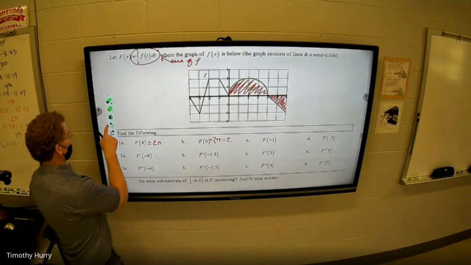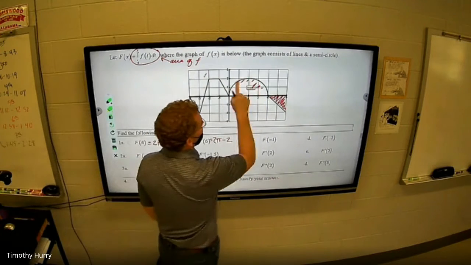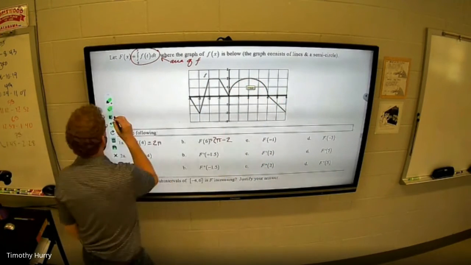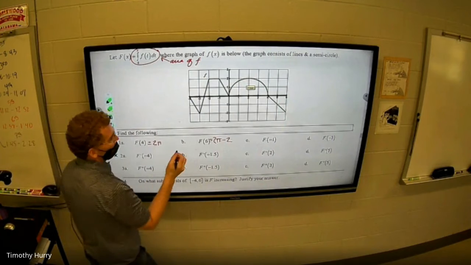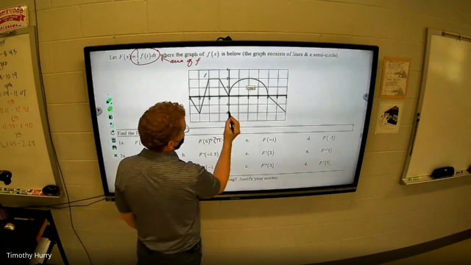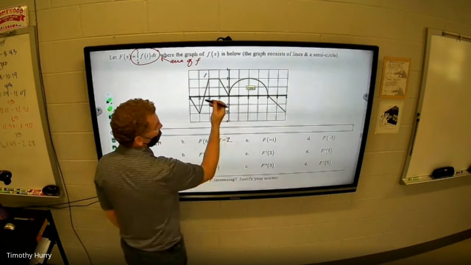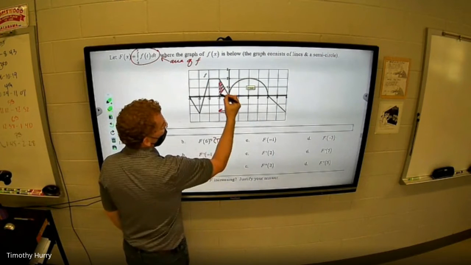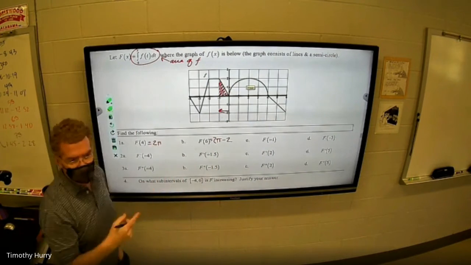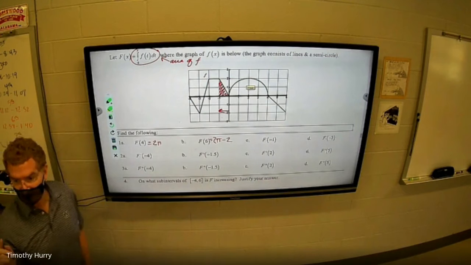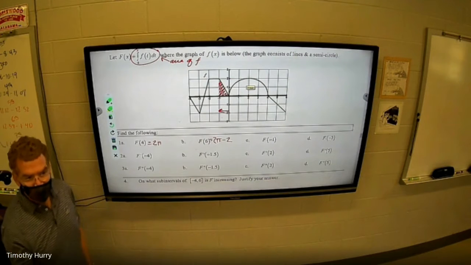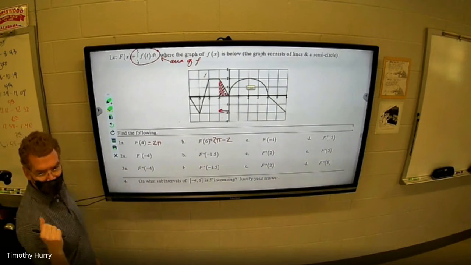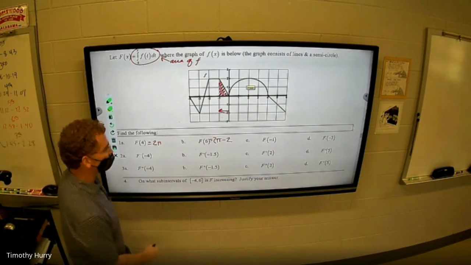Now, for the C, I'm doing f of -1. I'm sorry, big F of -1. Big F of -1 is heading to the right. I'm sorry, heading to the left. That area is 1/2 base times height. That area is 1. But since it's above when I'm going left, it is negative.